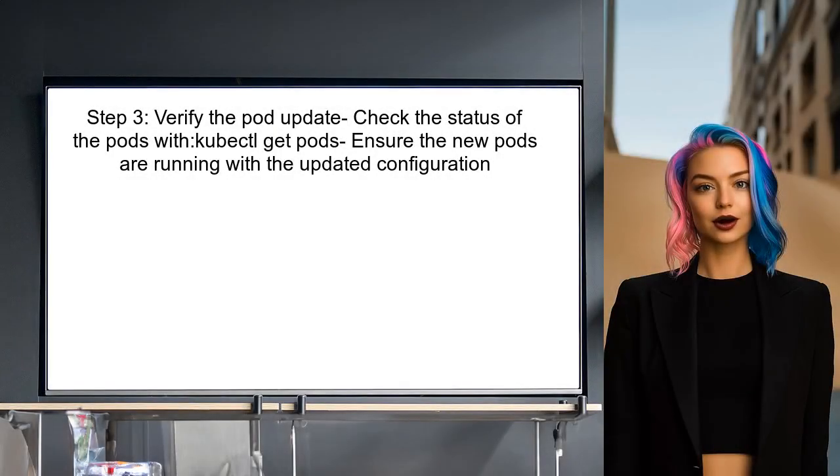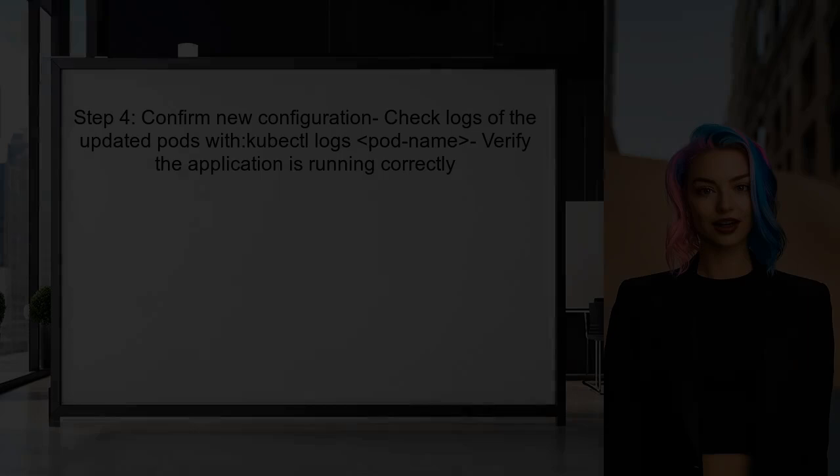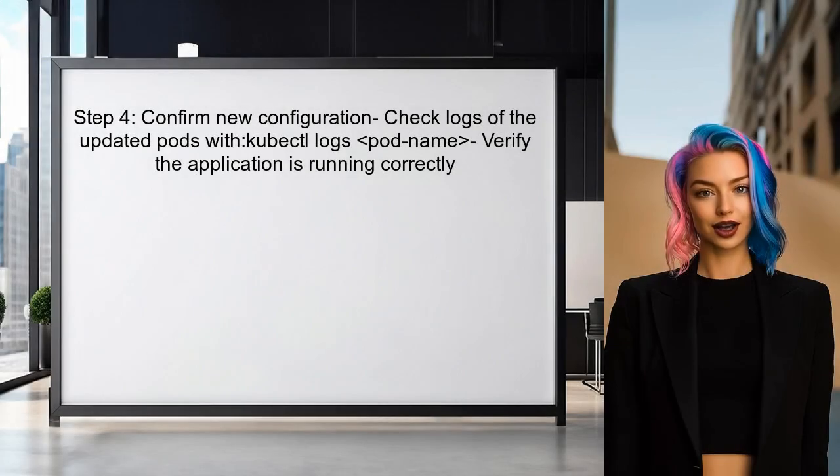After executing the Helm upgrade command, the user should verify that the pods are being updated. Helm will handle the rollout of the new configuration without the need to manually delete the pods. Finally, the user can confirm that the new configuration is in effect by checking the logs of the updated pods. This will help ensure that the application is running as expected with the new settings.